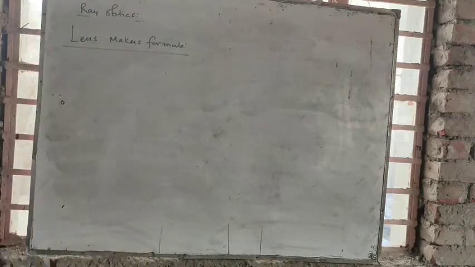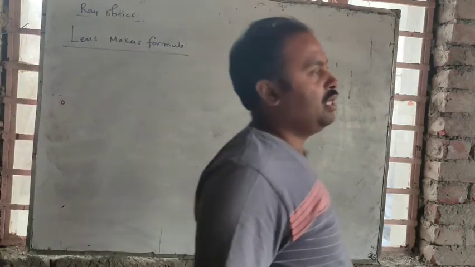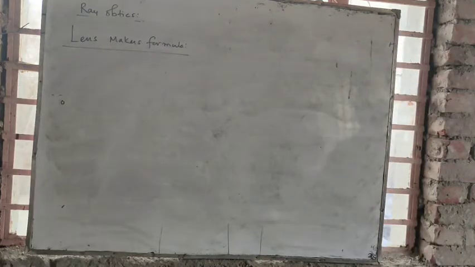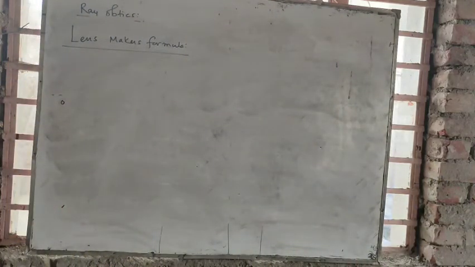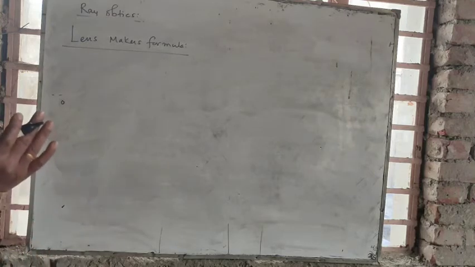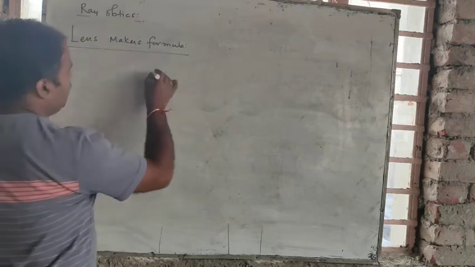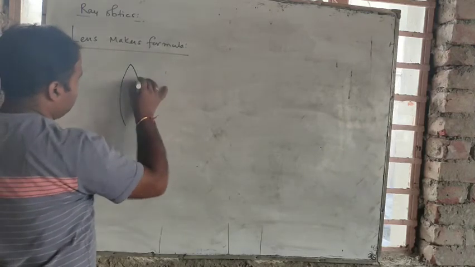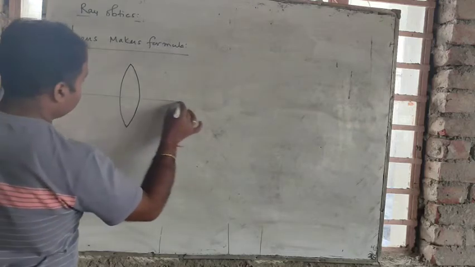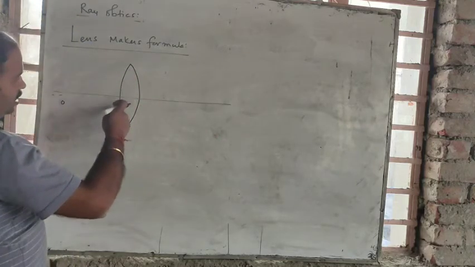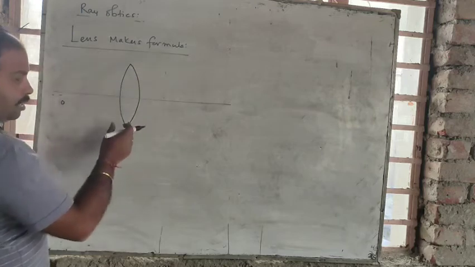Previously we derived the relationship between object distance, image distance, refractive index and radius of curvature for two different surfaces. One was a convex surface facing the rarer medium and the second was a concave surface facing the denser medium. If we join both of them, we get a lens. Now we have already derived for this half part as well as this half part, and we are going to add them.